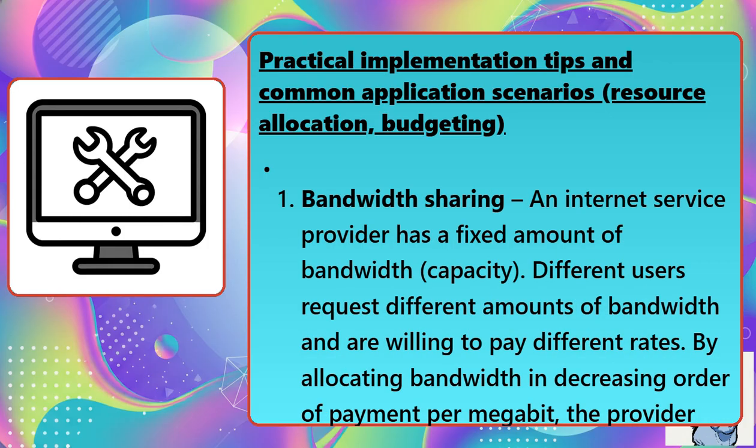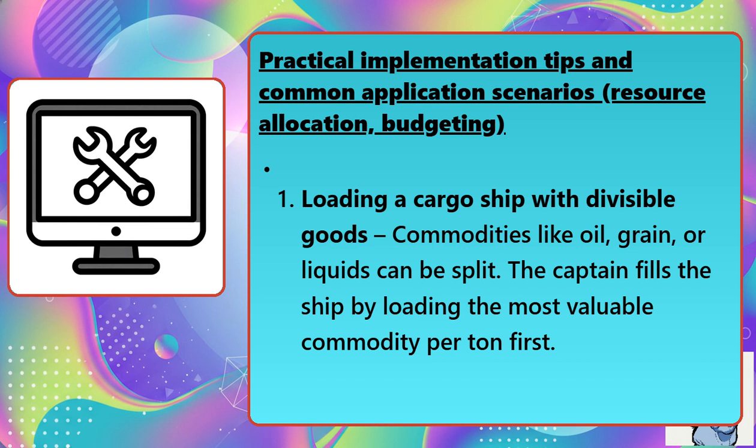Bandwidth sharing. An internet service provider has a fixed amount of bandwidth called capacity. Different users request different amounts of bandwidth and are willing to pay different rates. By allocating bandwidth in decreasing order of payment per megabit, the provider maximizes revenue. Loading a cargo ship with divisible goods: commodities like oil, grain, or liquids can be split. The captain fills the ship by loading the most valuable commodity per ton first.